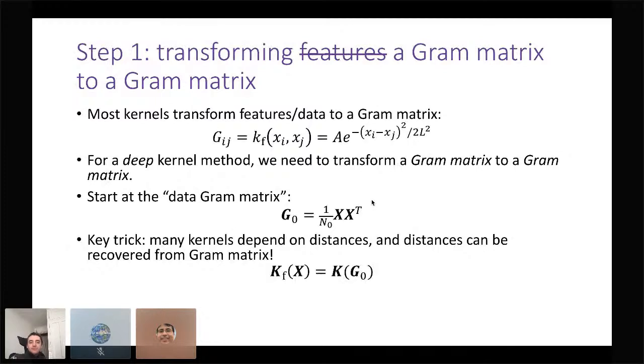And so that then means that if I have a function here, kf, and that's going to take the whole stack of input vectors and return the gram matrix over there, I can equivalently write this gram matrix that's output as a function of that input gram matrix here, because the distances can be extracted from G0.